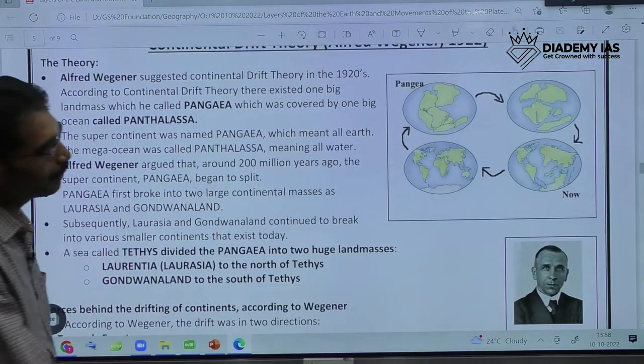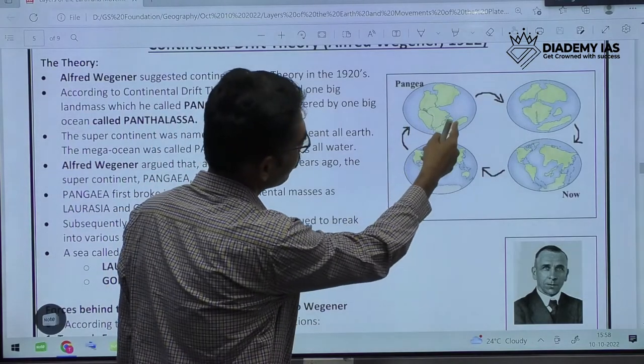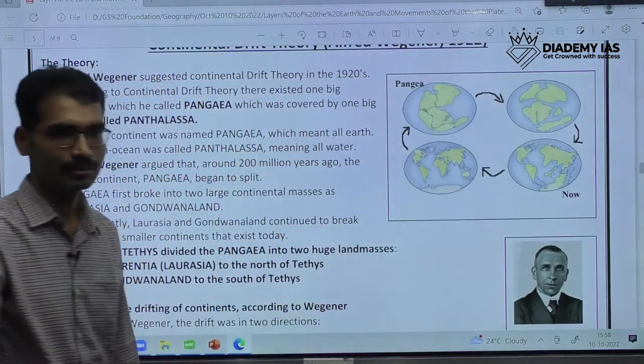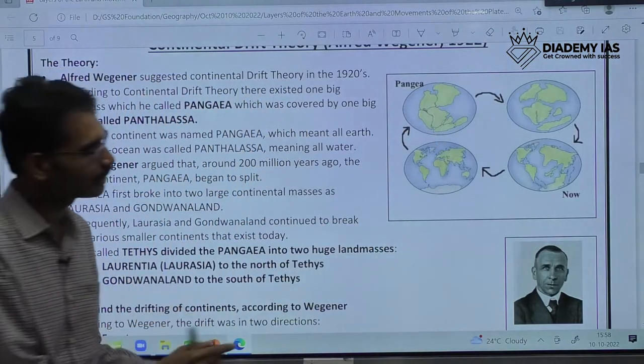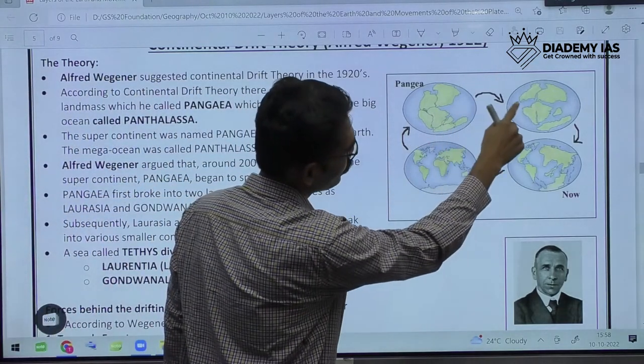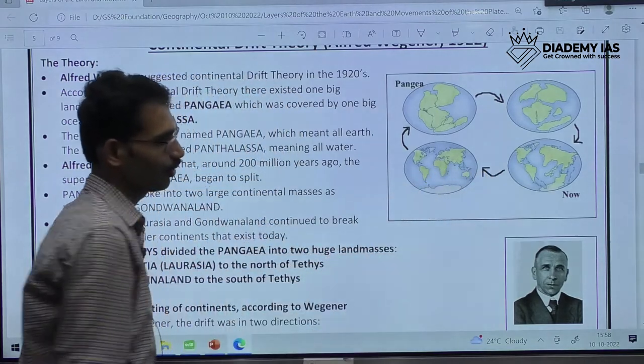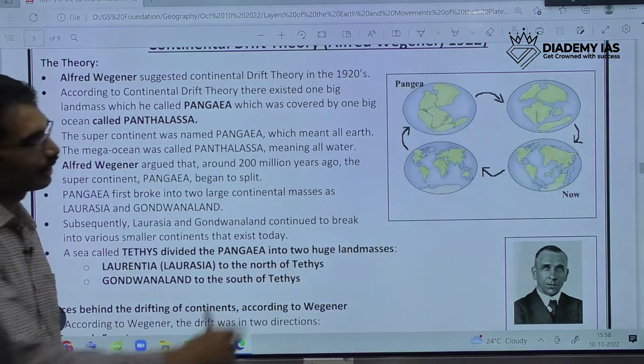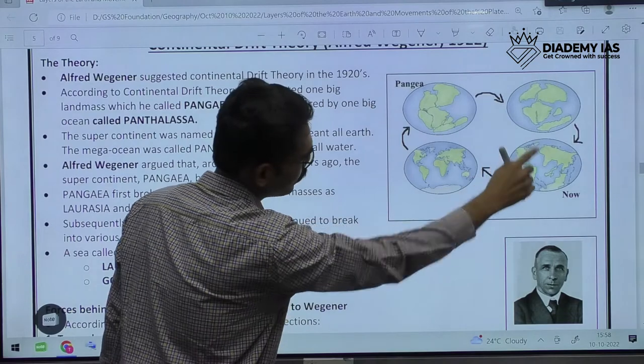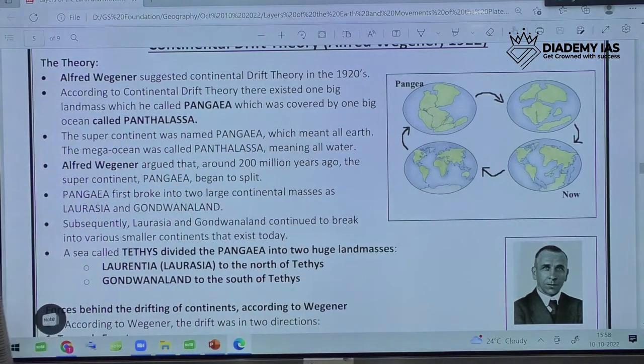According to him, this is the image. There was a single continent completely in one place, and later it divided into different pieces and moved to multiple places, and now we see what we see today. That is how this single continent became multiple continents by today.